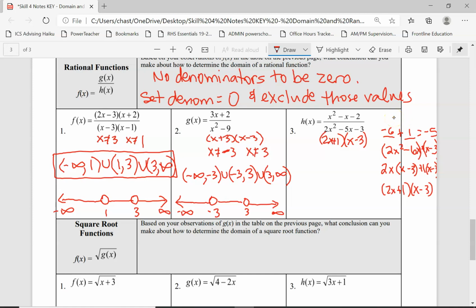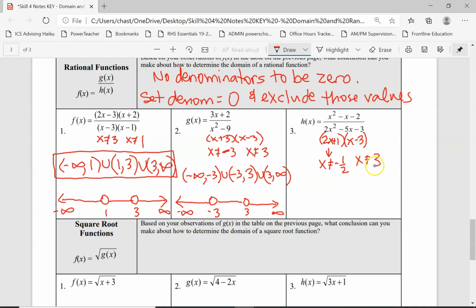So I'm going to erase this because hopefully you know how to factor. I mean, you factored a lot in Algebra 2. And even if it's been a minute since you're in Algebra 2, hopefully this process comes back to you quickly. All right, so when I solve this for x, x will not equal negative a half. And on this one, x will not equal 3.